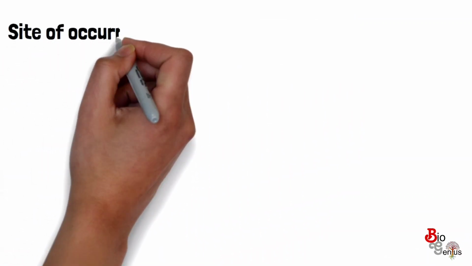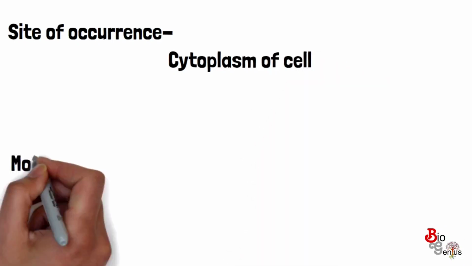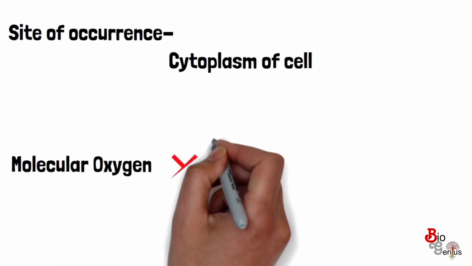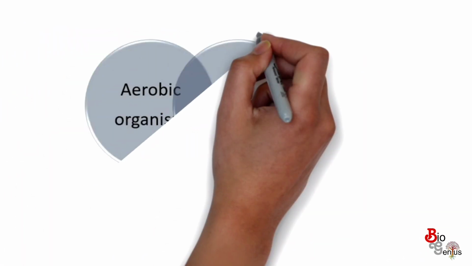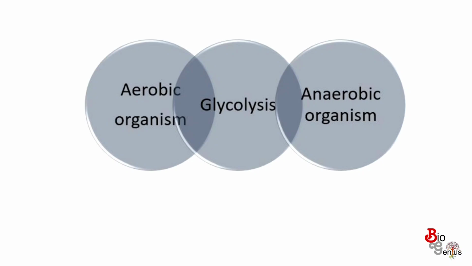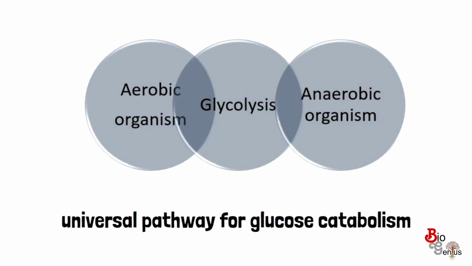Now, the site of occurrence of glycolysis. Glycolysis occurs in the cytoplasm of the cell. It is a unique pathway because it does not involve molecular oxygen. This pathway can be found in both aerobic and anaerobic organisms. That's why glycolysis can be called the universal pathway for glucose catabolism.